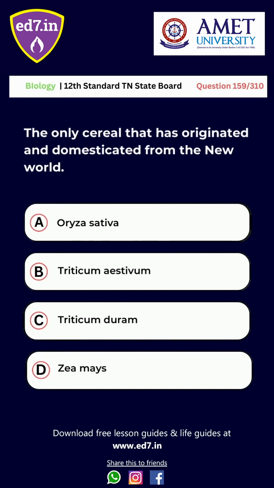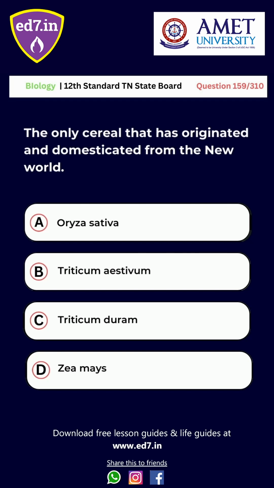Question number 159. The only cereal that has originated and domesticated from the New World. A. Oryza sativa. B. Triticum aestivum. C. Triticum durum. D.